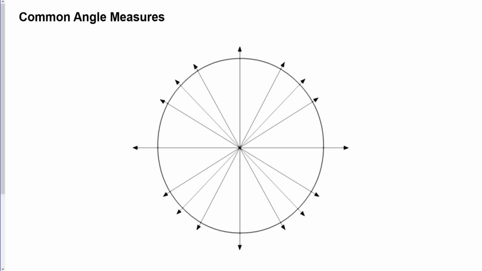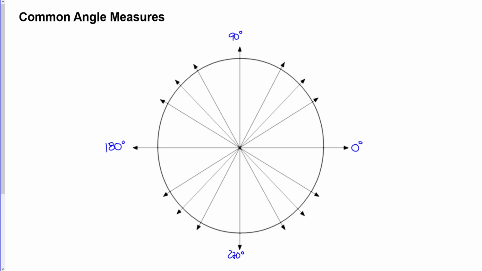So first, quadrantal angles are really important. So we have a 0-degree quadrantal angle, a 90-degree quadrantal angle, 180-degree quadrantal angle, and 270. So those are the quadrantal angles. Those are really important to know. 360 I'm not going to list because that's equivalent. It's coterminal with 0.